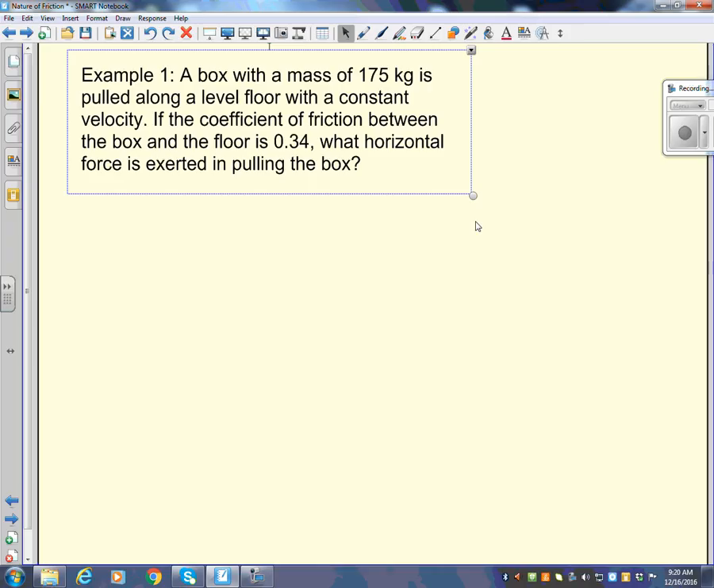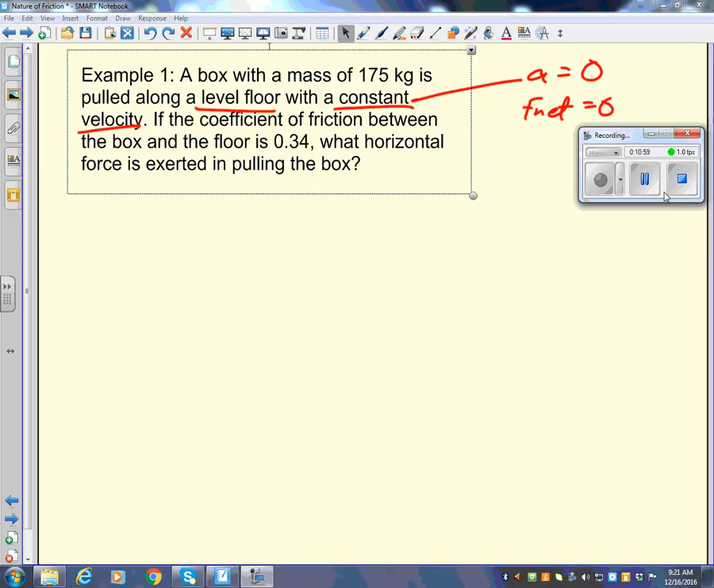A box with a mass of 175 kilograms is pulled along a level floor with constant velocity. So some keywords there. Level floor, it's flat. Constant velocity, what does that mean? Acceleration is 0, which means that the net force is 0. The forces are balanced. If the coefficient of friction between the box and the floor is 0.34, what horizontal force is exerted in pulling the box? So here, let's draw our free body diagram.